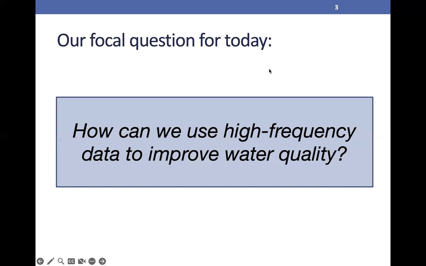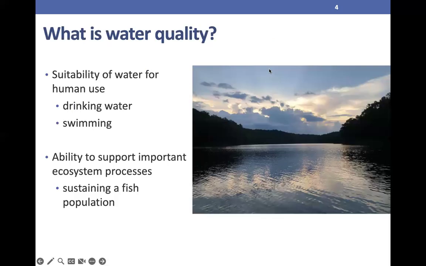All of the activities are designed to address the focal question for this module, which is, how can we use high-frequency data to improve water quality? To address this question, we first need to understand what is meant by water quality. Water quality has 2 components. First, the suitability of water for human uses, such as drinking, recreation, irrigation, and so on. Second, the ability of the water body to support important ecosystem processes, such as sustaining a healthy fish population.